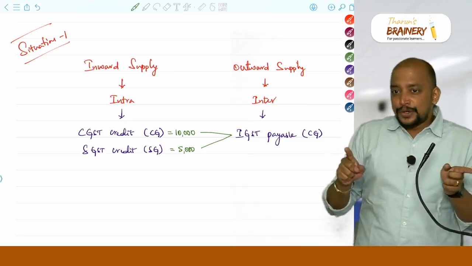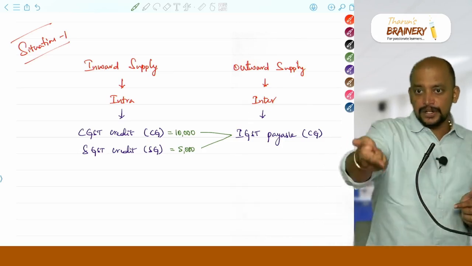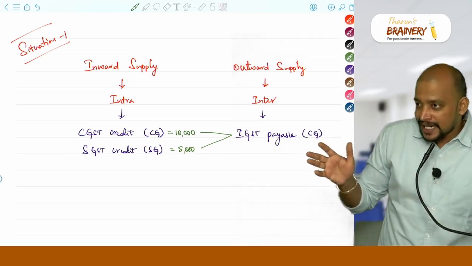So literally there is no settlement required. It's like you are my debtor, you are my creditor. I need to get 10,000 from you, I need to pay 10,000 to you. So set off. So which means there is no need of any settlement.